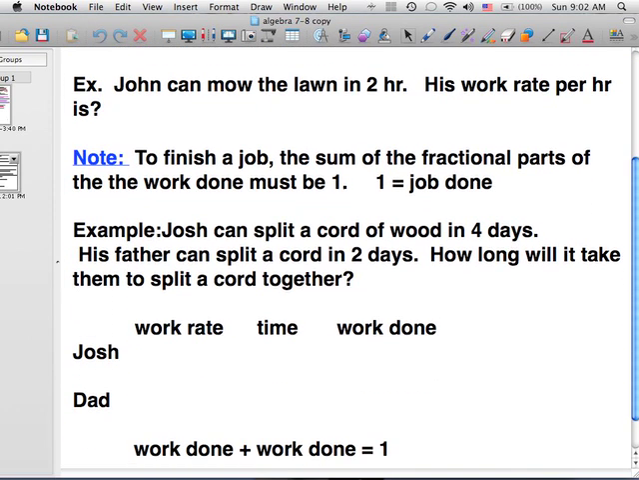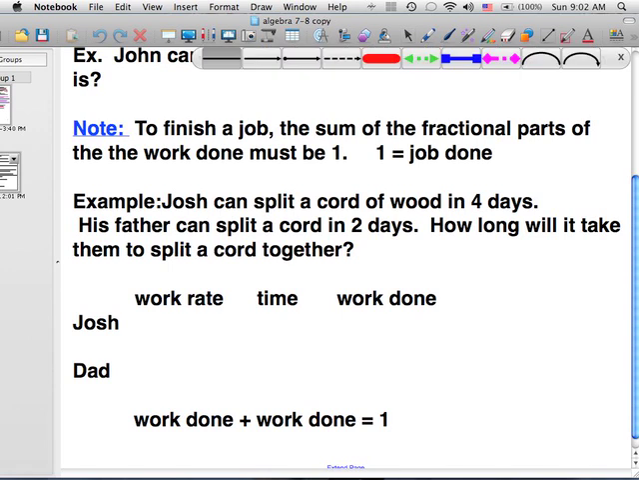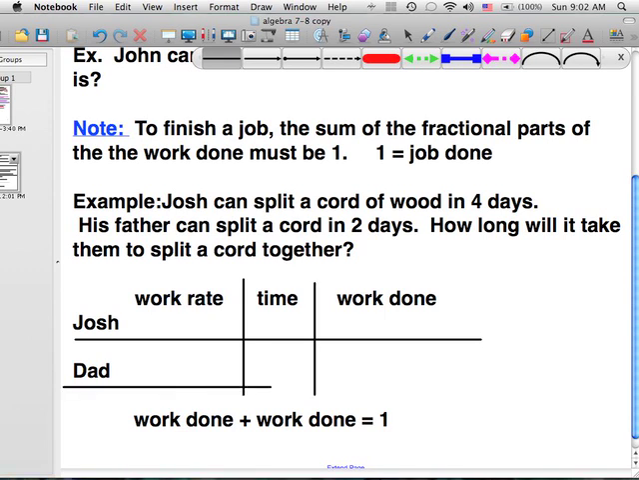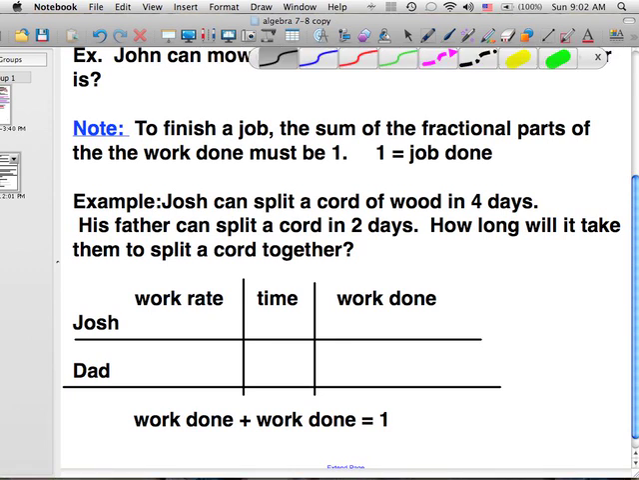For example, we're going to use charts again on this one. If Josh can split a cord of wood in 4 days, then his work rate per day is 1/4. And if his father can split a cord in 2 days, his work rate per day is 1/2 of the job done.